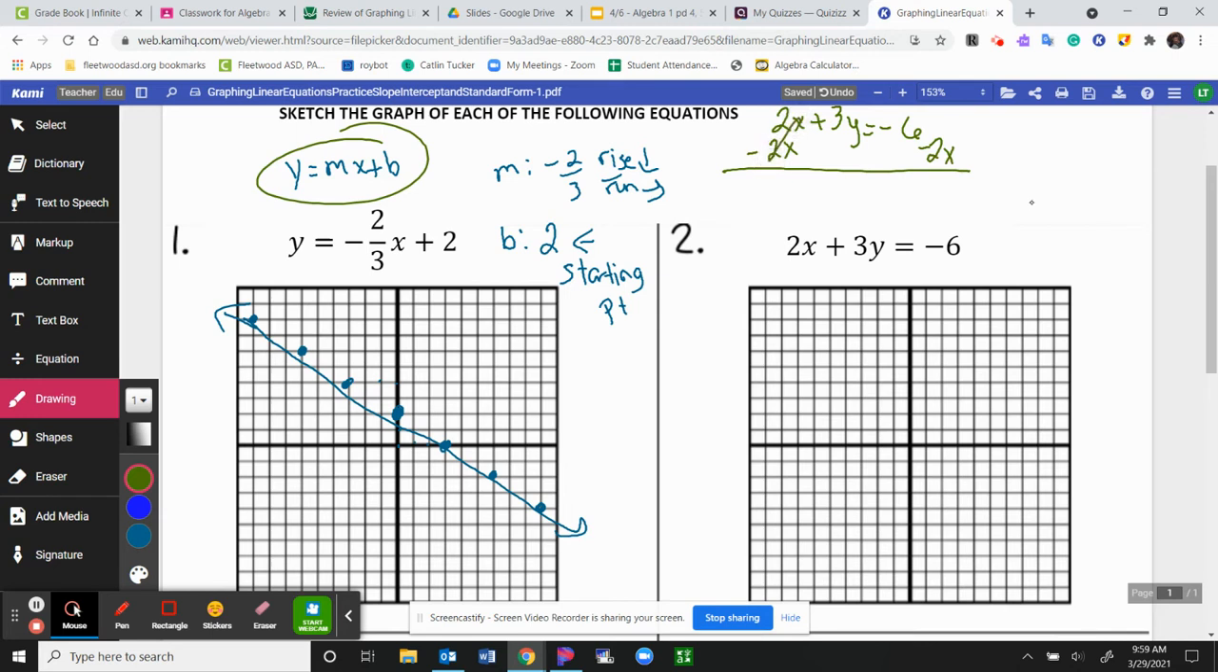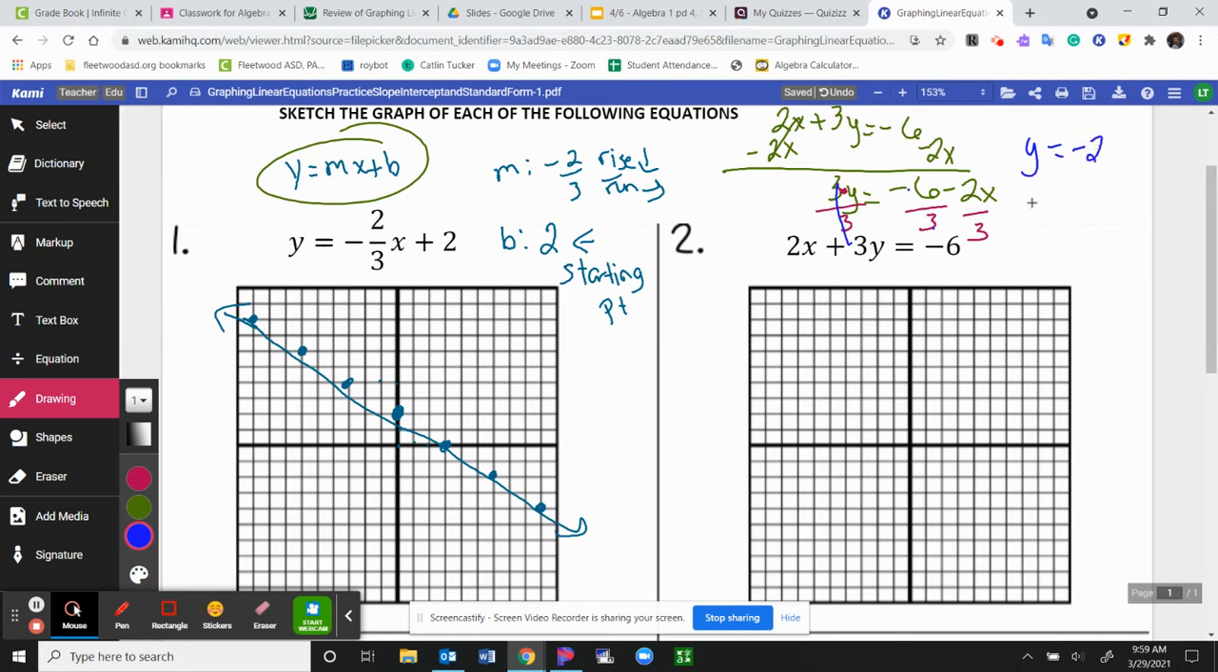Bring down your 3y. Now remember, these here are not like terms, so I can just put them next to each other. Okay, after that, the 3 and the y are connected by multiplication. Opposite of multiplication is division, so I need to divide each thing by 3. When I divide that, I end up with y equals negative 6 divided by 3. If you put that in the calculator, it is negative 2.